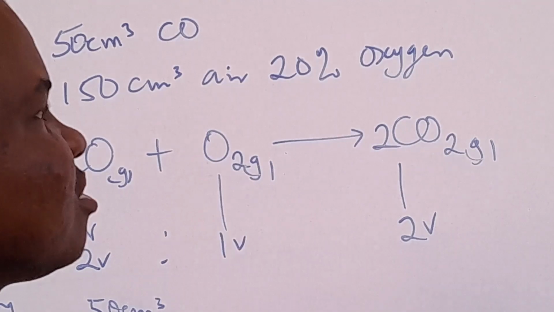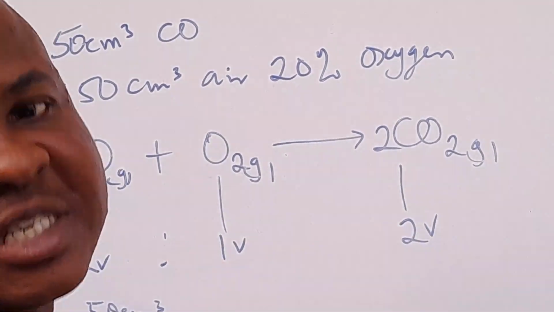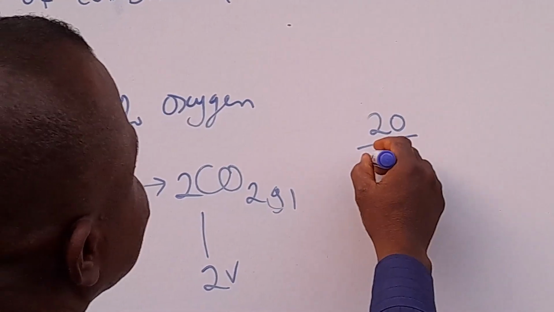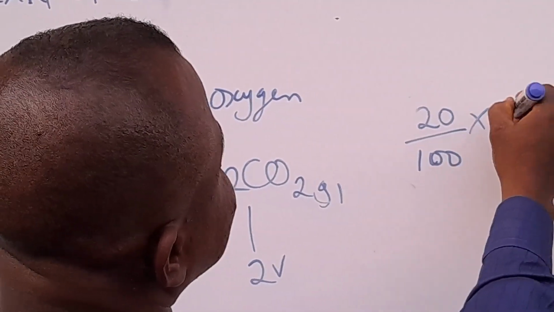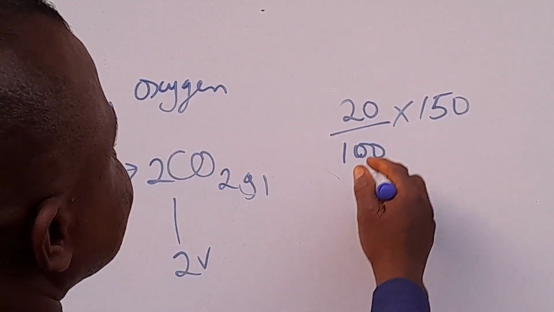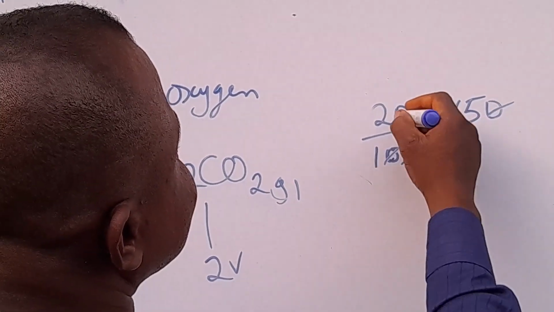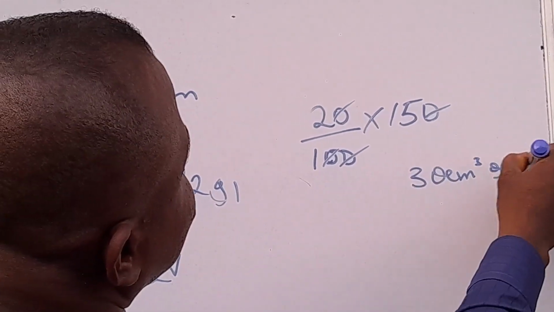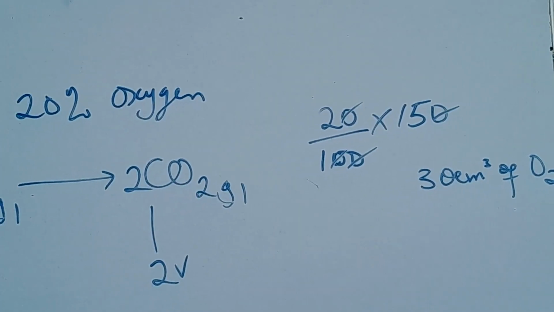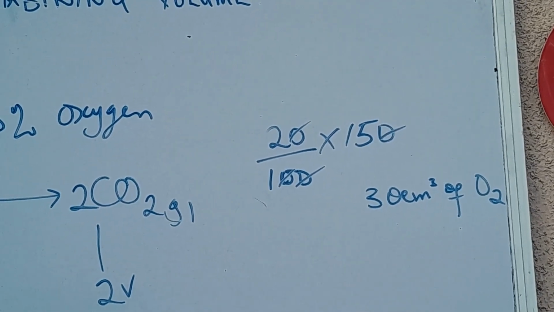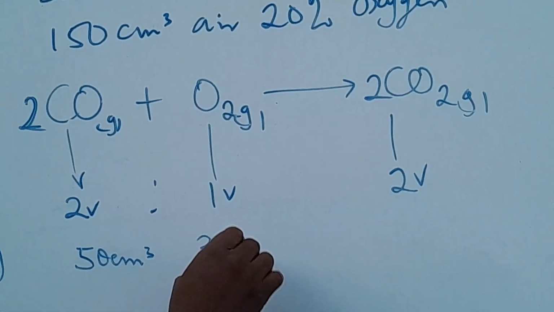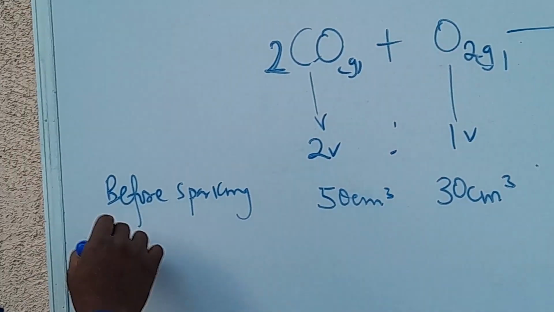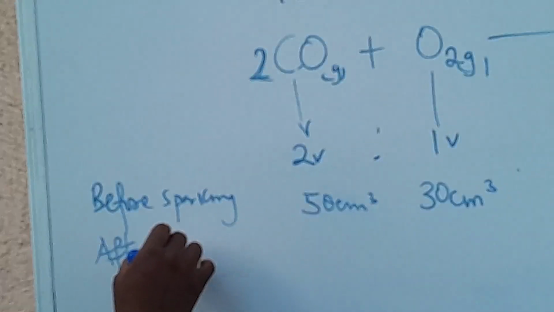So we have to extract the amount of volume of oxygen inside the air. So let's do that on this side. 20 over 100 multiplied by 150. If you do that quickly, what do you have? You have 30 cm cube of O2. So the total volume of oxygen in the air is going to be 30 cm cube of oxygen. Did you get that now? Okay, so let's now look after sparking, or after the reaction.